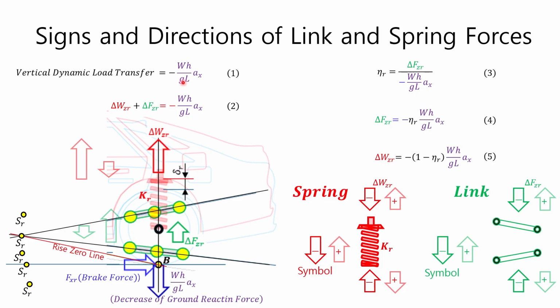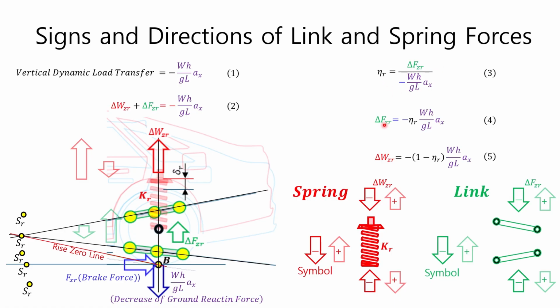The amount of vertical dynamic load transmitted to the rear wheel during braking can be expressed by equation 1. Additionally, since the sum of the vertical dynamic load of the spring and the vertical dynamic load of the link is equal to the amount of vertical dynamic load transmitted, this can be expressed by equation 2. Meanwhile, if we denote the ratio of the vertical dynamic load of the link to the total vertical dynamic load as eta r, this can be expressed as equation 3.